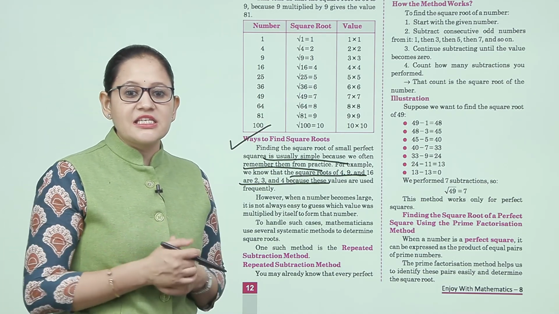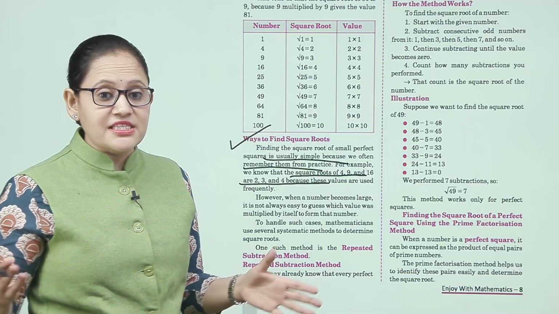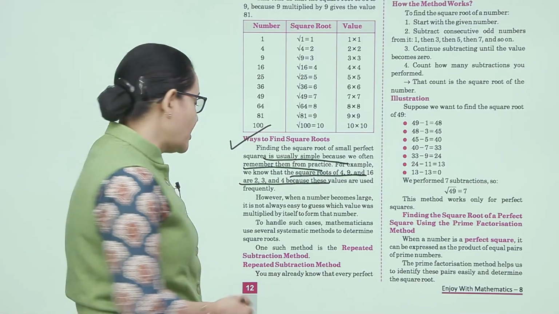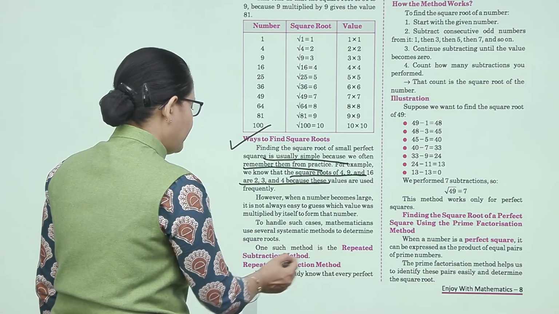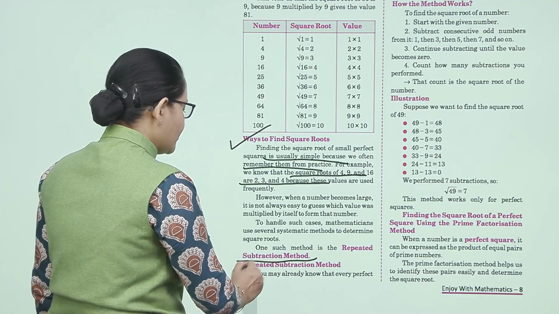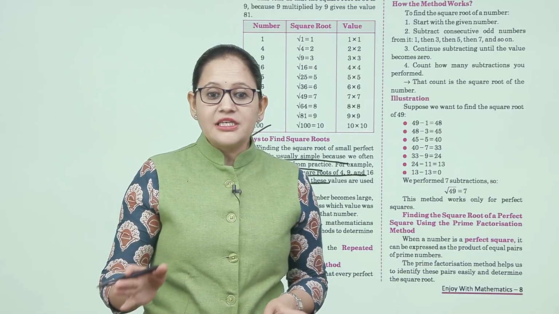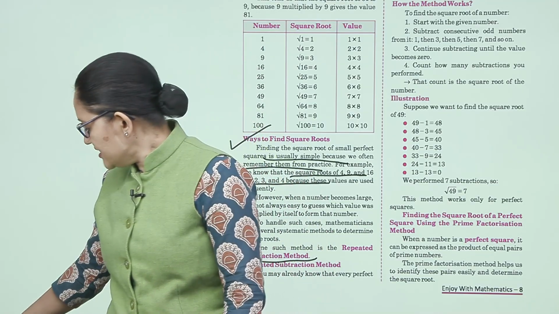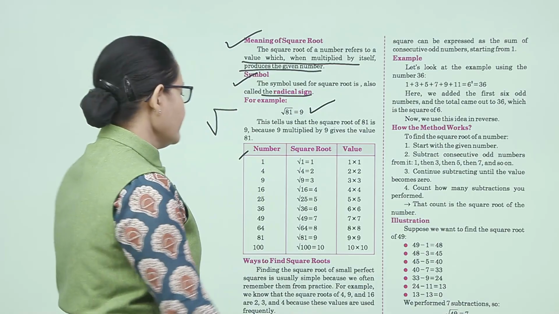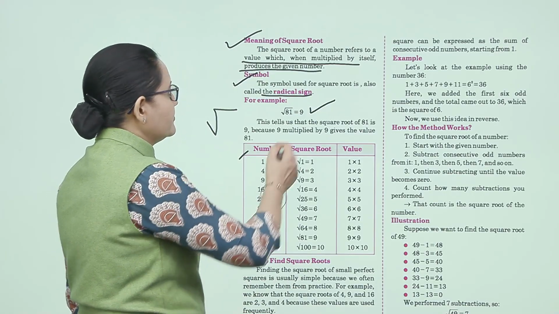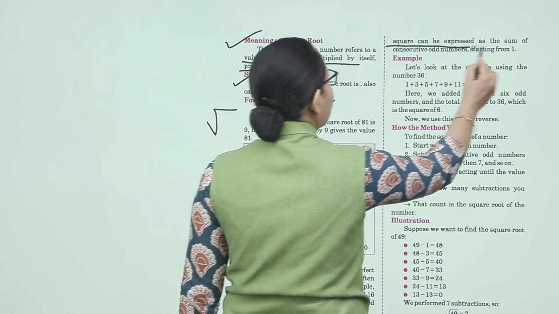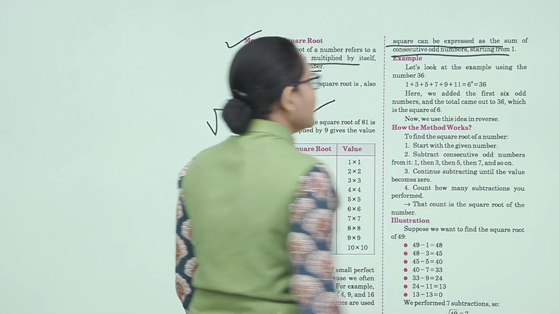To handle these cases, mathematics uses several systematic methods to determine the square root. One of such methods is the repeated subtraction method. So, let's see what this repeated subtraction method is. You may already know that every perfect square can be expressed as the sum of consecutive odd numbers starting from 1.